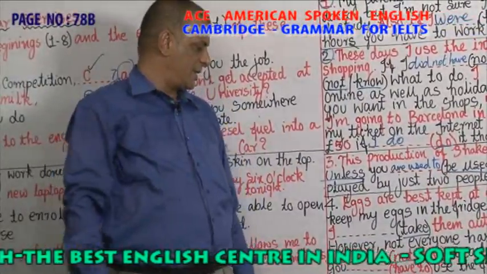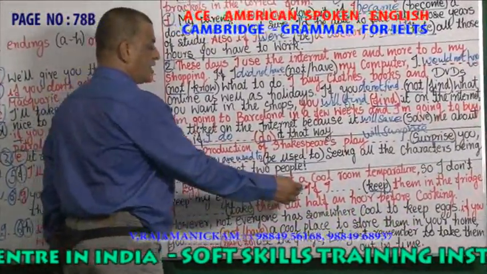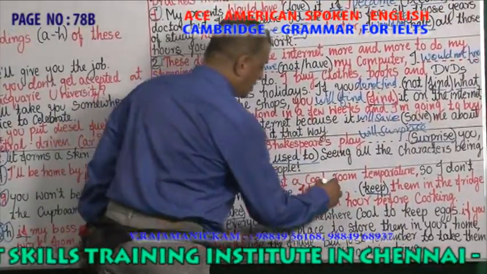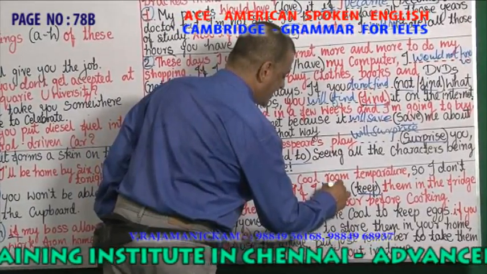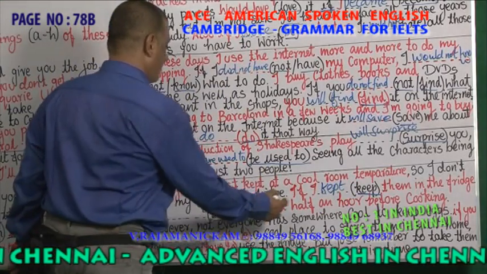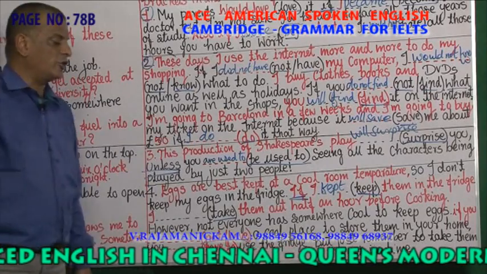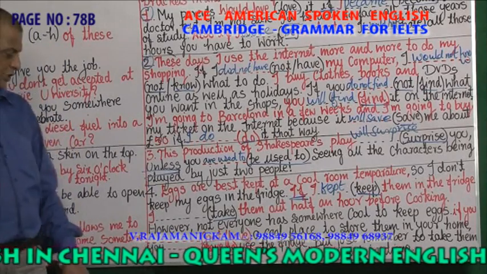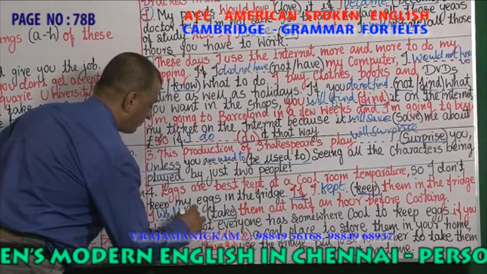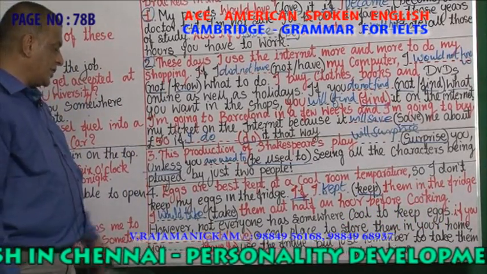Right, now what you use: eggs are best kept at cool room temperature, so I don't keep my eggs in the fridge. If I kept them, what is that? If I kept, so condition number 2, isn't it, sir? Past tense has come. If I kept them in the fridge, so the if condition is there. If I kept them in the fridge, I would take them out half an hour before cooking. So condition number 2 has come.